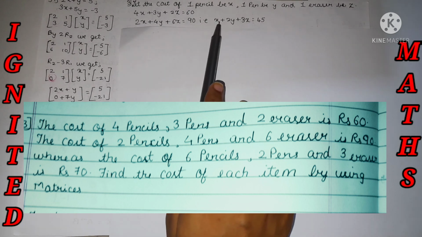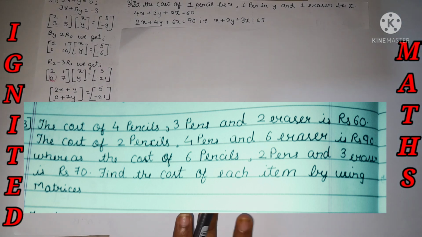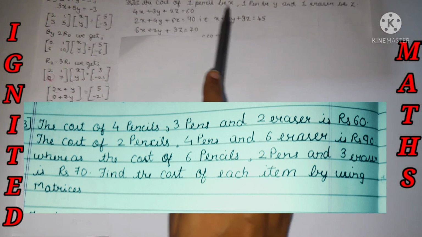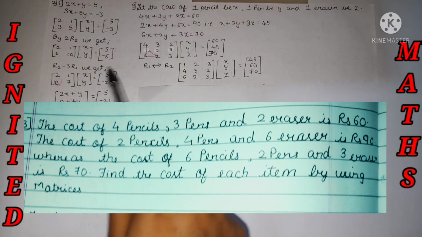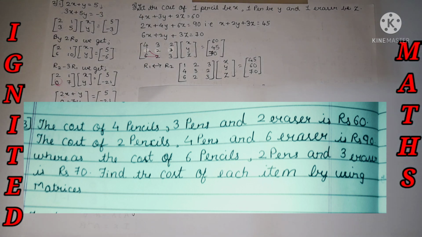I have just divided each and every element by 2 and will get the answer. Now the third: 6 pencils, 2 pens, 3 erasers is equal to 60. So the 3 equations we have got, we represent in matrix form. After representing in matrix form, I'll do it by the reduction method, as it may be a little bit easy. If we do it by inversion, we will get the same answer, and with reduction also the same answer.